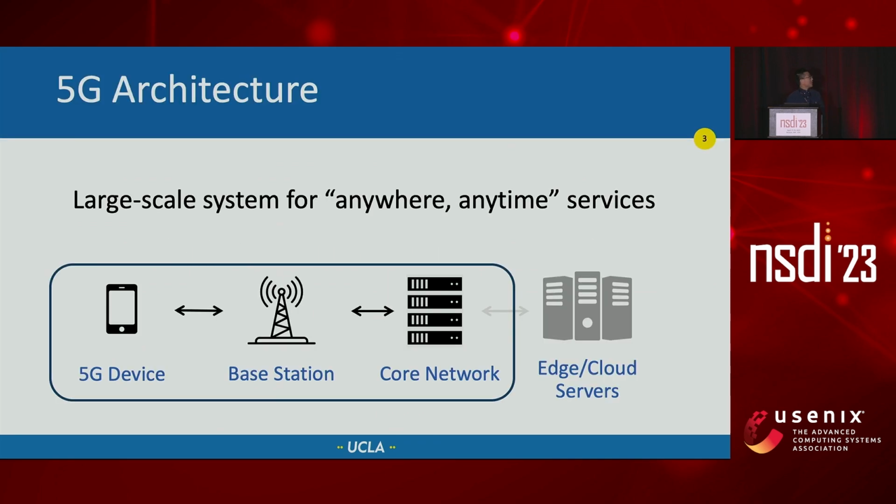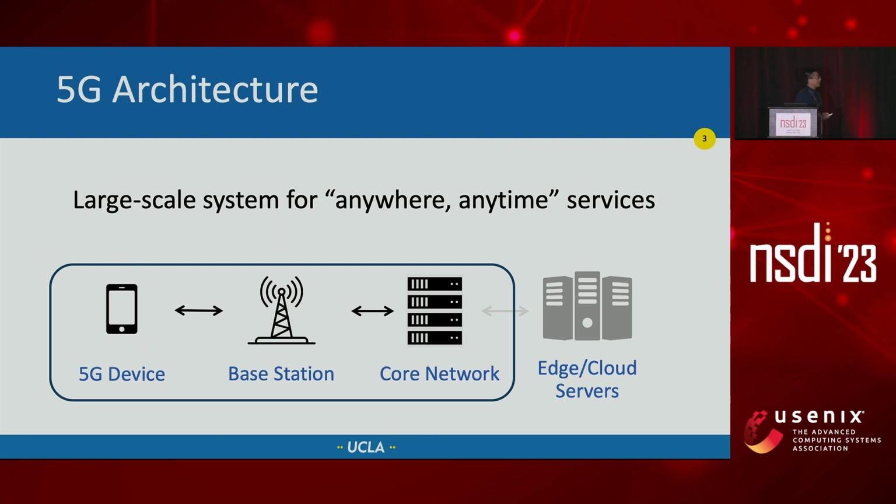As we know, 5G is a popular large-scale system to provide anytime, anywhere services. It is probably the only large-scale system right now that can do such. To offer such nice features, it adopts an architecture as shown here. On one hand, we have the 5G devices, and the base stations that cover the geographical areas and provide the wireless access. We also have the network core that provides the backend services and bridges the base station and the internet, such as the cloud and edge servers.